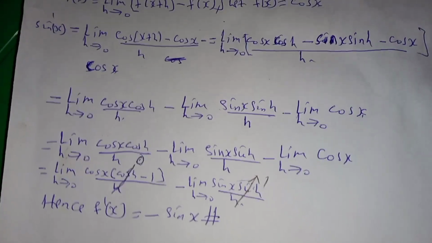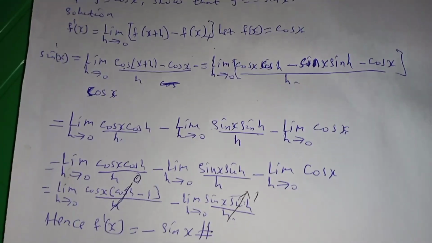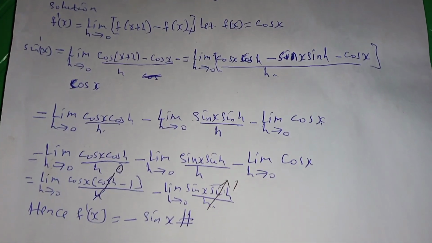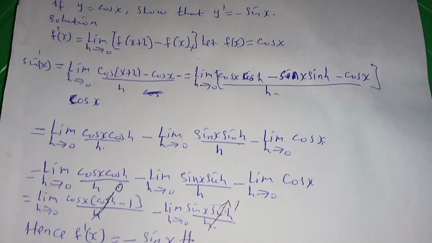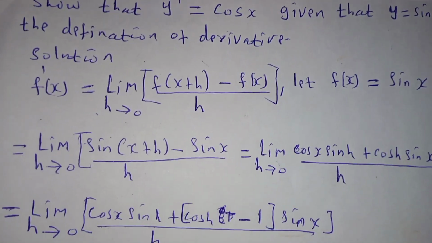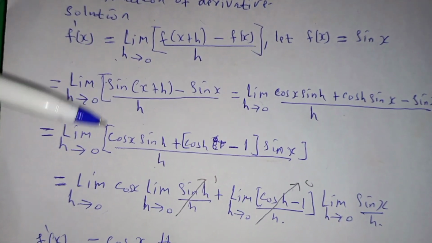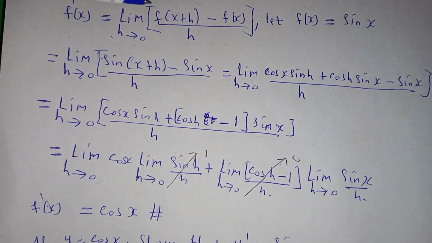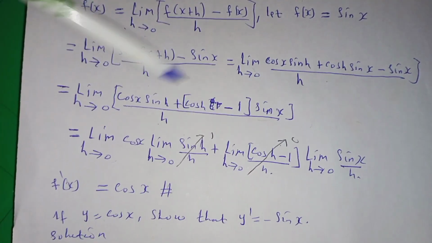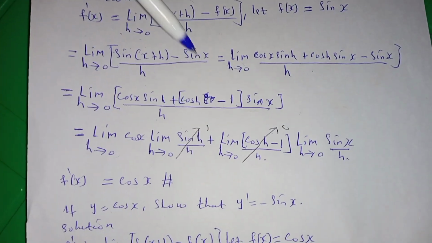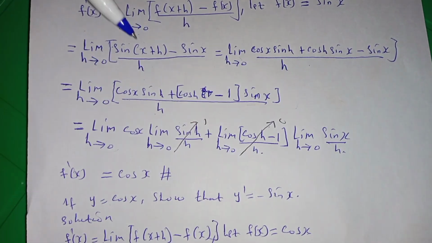So today we have looked at how to find the derivative of the trigonometric functions sin x and cos x using the definition. What is needed is simple. First of all, you use the definition of the derivative, which is defined as limit as h tends to 0 of f of x plus h minus f of x, all over h, and then you let f of x to be sin x, then you substitute here where you have x, you write sin x.